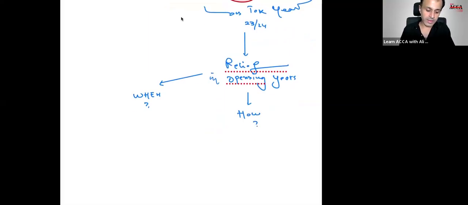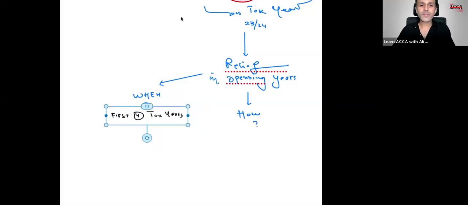So this relief is applied in only the first 4 tax years of the trade. First 4 tax years of the trade. Are you listening? First 4 tax years of the trade, since the commencement, obviously.